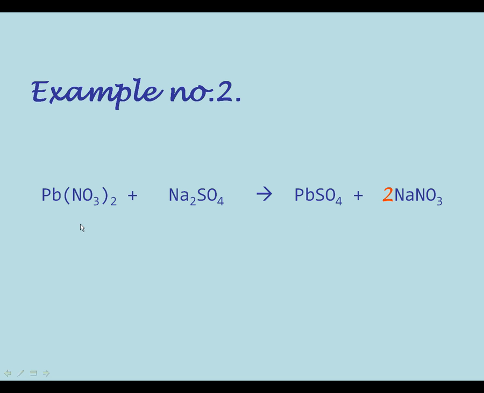But notice in this example, we didn't have to go through and balance each individual atom because certain groups remained intact, like the nitrate and the sulfate. So that helped to speed things up a little bit.